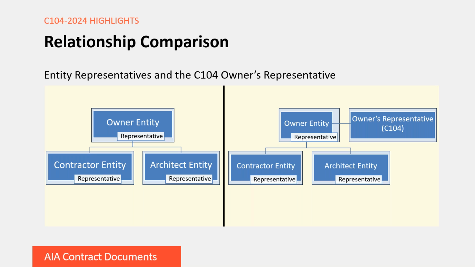Yeah, that's great. And I think it's a critical distinction too. So we've talked a lot about the owner's representative's responsibilities, and I think some on the call will be wondering, what kind of responsibilities can an owner expect to fulfill as part of the C104?